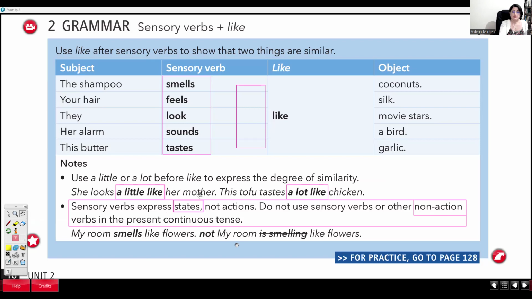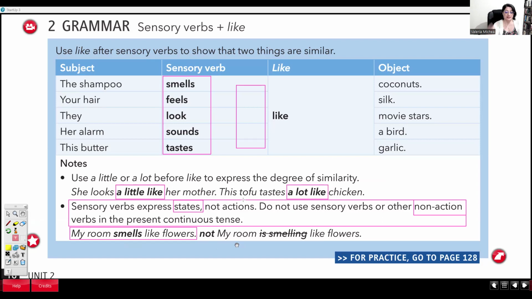So for example, you have to say, my room smells like flowers, but you cannot say my room is smelling like flowers. Because again, it doesn't make sense. It sounds weird, because here you are talking about a state and not an action, right? So keep that in mind and use them only in the simple tenses, not in the continuous one again. All right, so yeah, that's pretty much it. That's what we did last class.